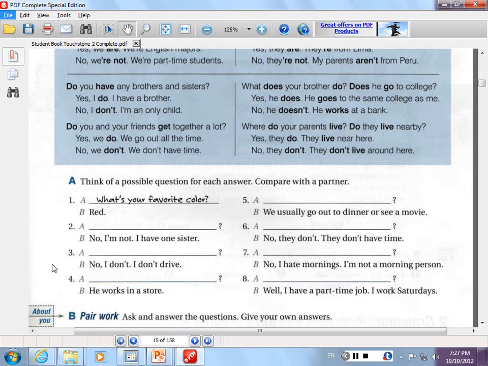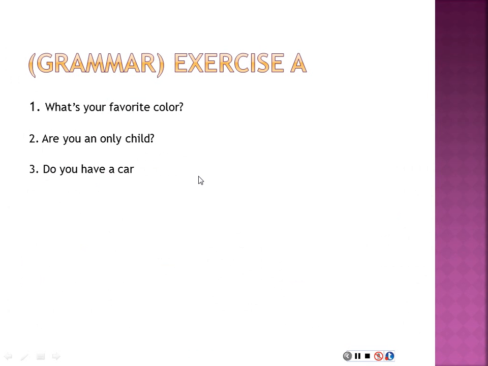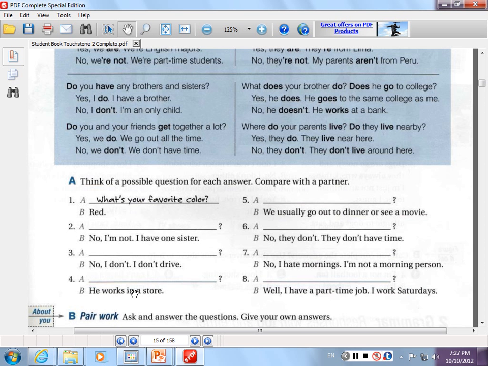He works in a store. We are asking about someone, about a male, a man or a guy. So the possible question can be: What does your brother do? We are asking about the job of your brother. Does he study? Does he work? This is the possible question for this answer. In the answer, he replaces your brother. So, he works in a store.